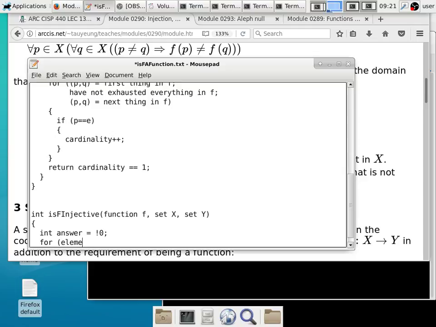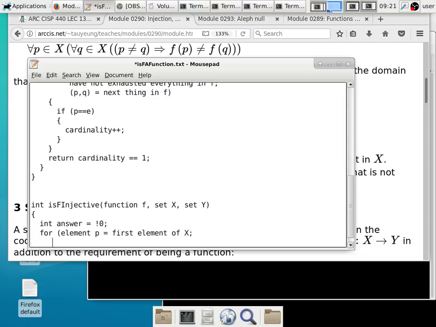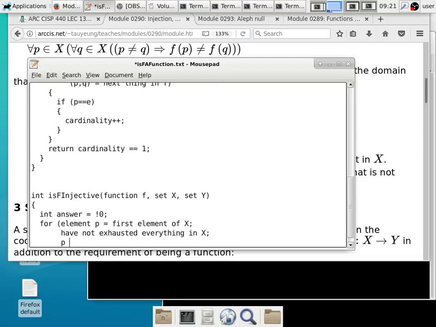We say for P equals the first element of X, and the loop stays here as long as we have not exhausted everything in X, and P gets the next element in X. This loop is obviously not actual C code, but it resembles C code: initialization is P is the first thing in X, as long as we are looking at something actually in X, do the following, and after each iteration, look at the next thing if there is one.